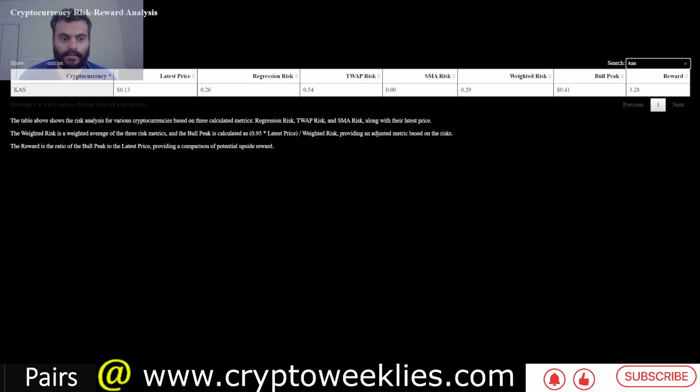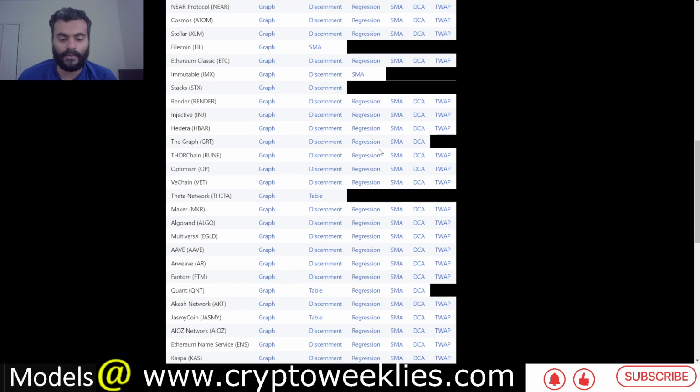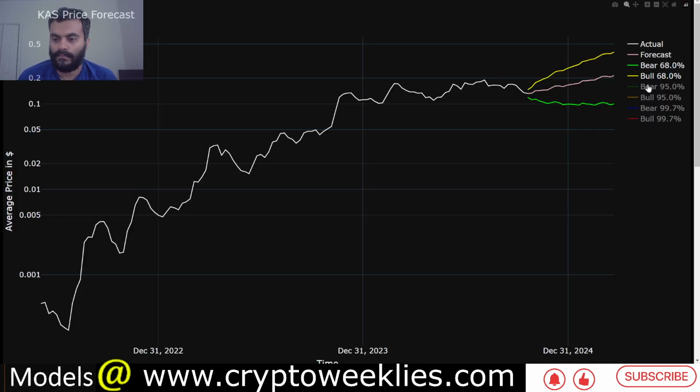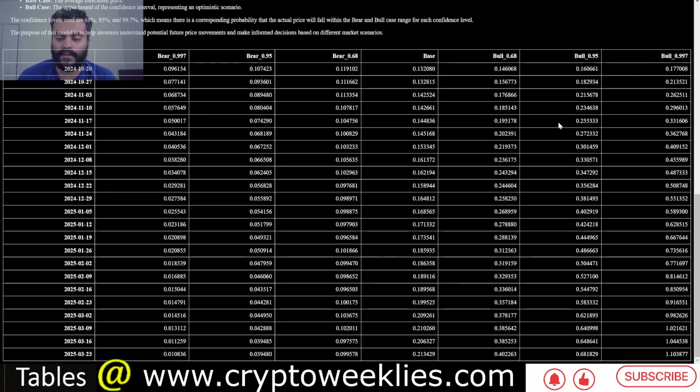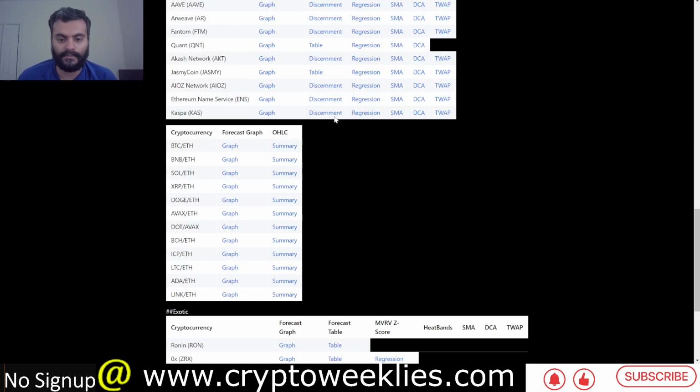Again, this is not machine learning but expected value based analysis. So to summarize everything that we discussed: 41 cents as the bull target per the risk reward approach. Per the machine learning based forecast, the scenarios between now and March are 40 cents at 1 standard deviation or 70% confidence, 68 cents at 2 standard deviation confidence, and $1.10 at 3 standard deviation market moves. So that's where the price analysis for Kaspa ends.